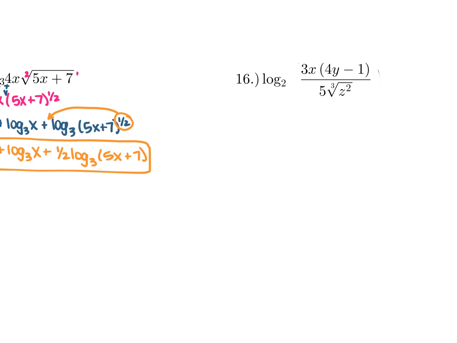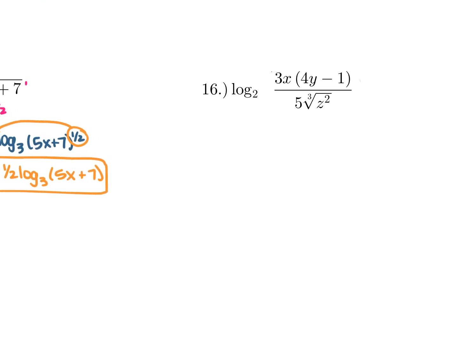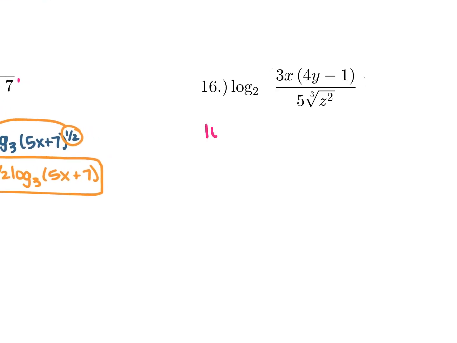For number 16, you have log 2 of 3x times 4y minus 1 over 5 times the cube root of z squared. I want to rewrite that cube root of z squared differently first. So that's going to give us log 2 of 3x times 4y minus 1 over 5 times z to the power of 2/3. So that 3 just becomes the denominator on that 2. Okay, so from here, we're going to rewrite our division using subtraction.